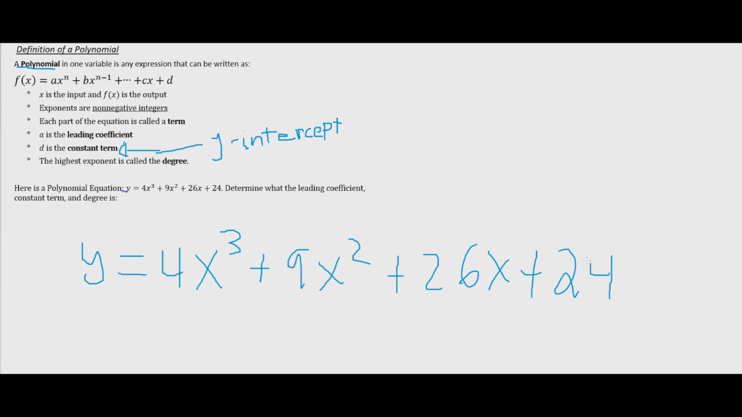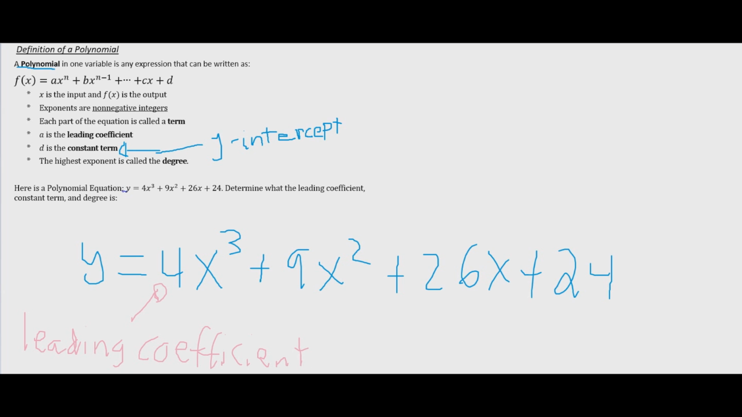All right, now if we look at this equation here, let's see over here. It says a is the leading coefficient. So the a in our equation is right here. It's in front of our very first term. Well, over here, if we look at our very first term, it's right here. So what is the number in front of the x? Well, it's 4. So this 4 right here is our leading coefficient. This is our leading coefficient.